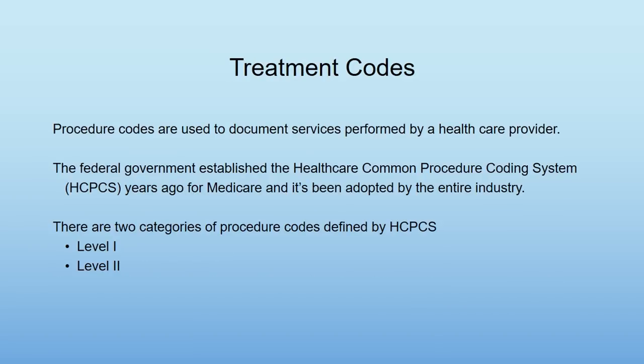Treatment codes. The procedure codes or treatment codes are used to document the services performed by a healthcare provider on a patient. The federal government established the Healthcare Common Procedure Coding System, abbreviated as HCPCS. That sounds out as HCPCS, so if you ever hear the term HCPCS, that's what that means. HCPCS was established years ago for Medicare, and it's been adopted by the insurance industry ever since. There are 2 categories of procedure codes defined by HCPCS: Level 1 treatment codes and Level 2 treatment codes.